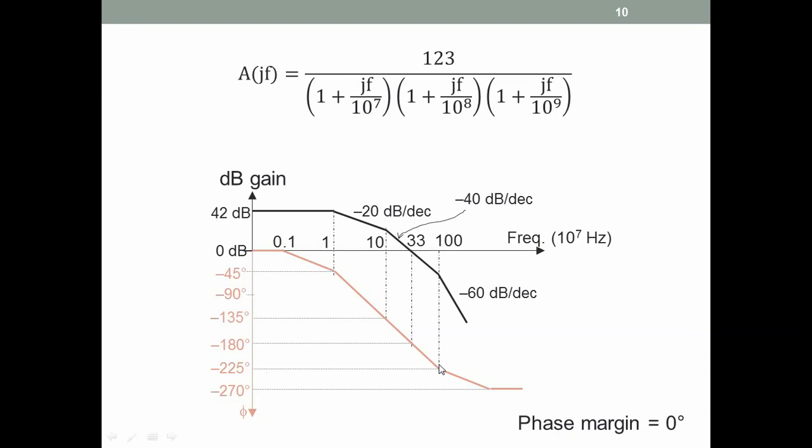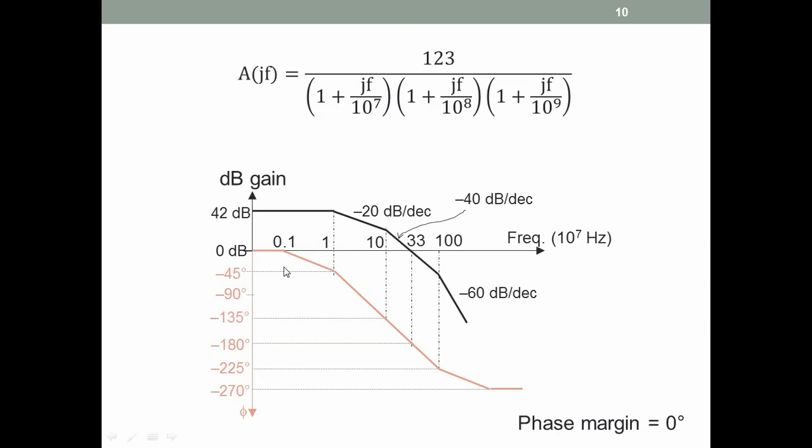And then for the next decade, these two poles have finished their maximum phase contribution. This pole goes 45 degrees further. So over the next decade, this goes from minus 225 to minus 270. And then the phase remains constant at minus 270 degrees at very high frequencies. So this is how phase plots are plotted.